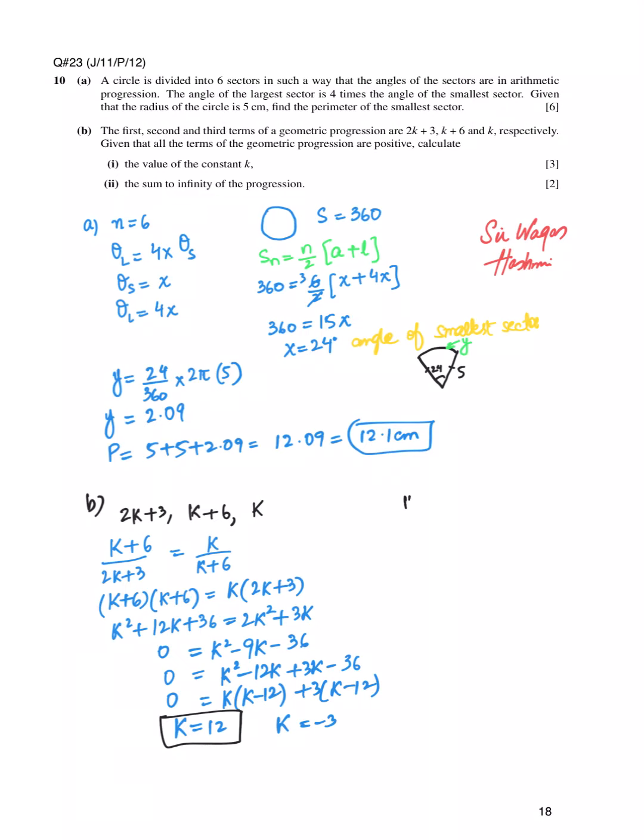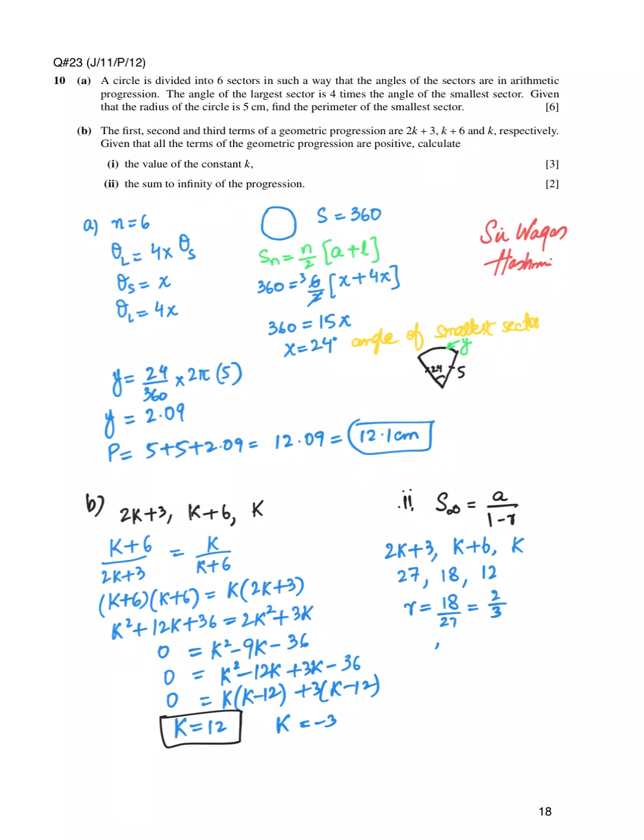In the next part, it says to find the sum to infinity. The working formula is a divided by 1 minus r. The 3 terms we have are 2k plus 3, k plus 6 and k. If I place the value of k here, 12 2s are 24, 24 plus 3 is 27, 12 plus 6 is 18, and 12. If you find the ratio here, that will be 18 divided by 27, which leads to 2 divided by 3.